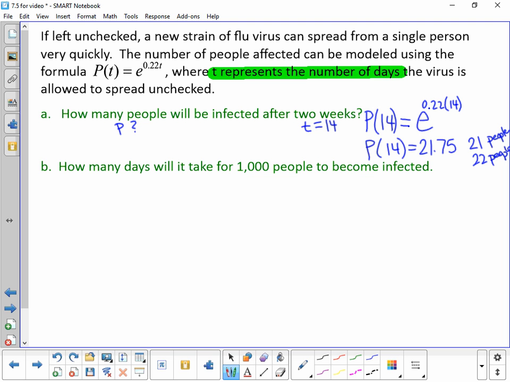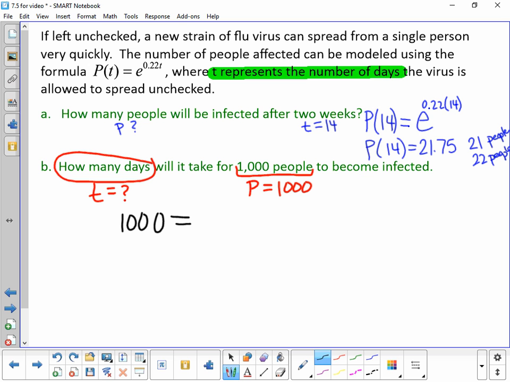The second part of this, though, is not asking the same thing. It's saying how many days. So it's asking us to find t. How many days will it take for 1,000 people to be affected? It's giving us the P value. So if we set up our equation, it would be 1,000 is equal to e to the 0.22t power, and we're trying to solve for t.